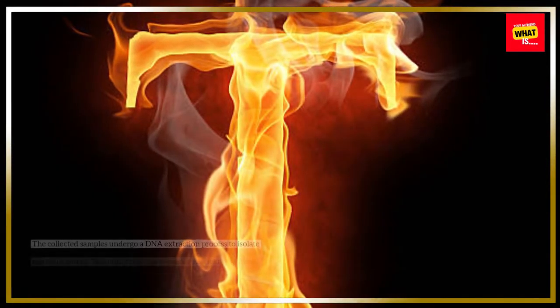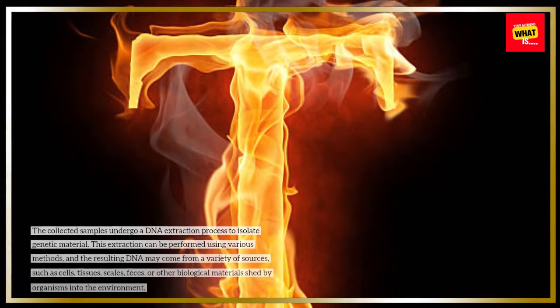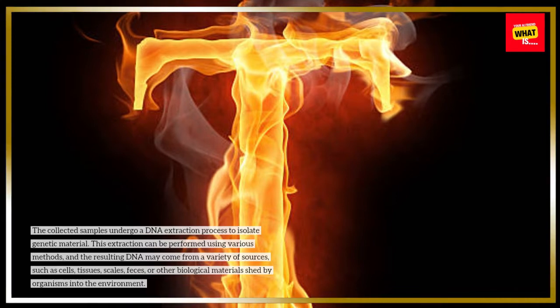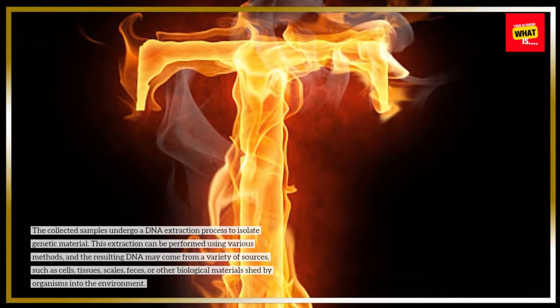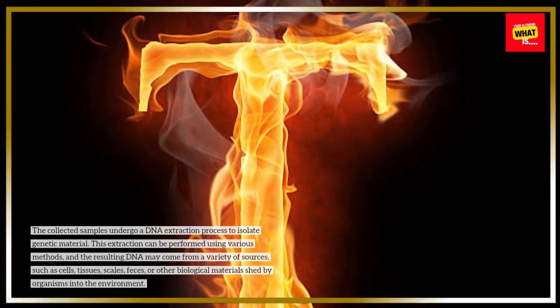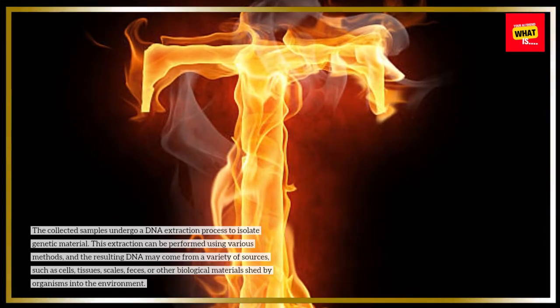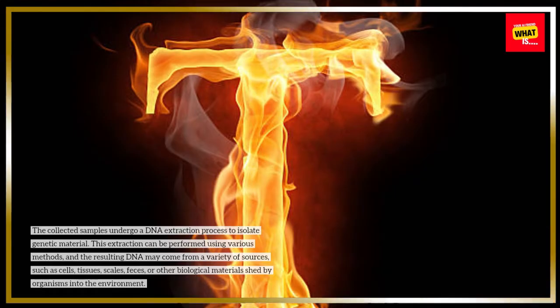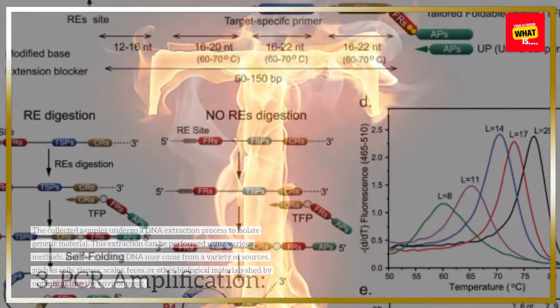2. Extraction of DNA. The collected samples undergo a DNA extraction process to isolate genetic material. This extraction can be performed using various methods, and the resulting DNA may come from a variety of sources, such as cells, tissues, scales, feces, or other biological materials shed by organisms into the environment.